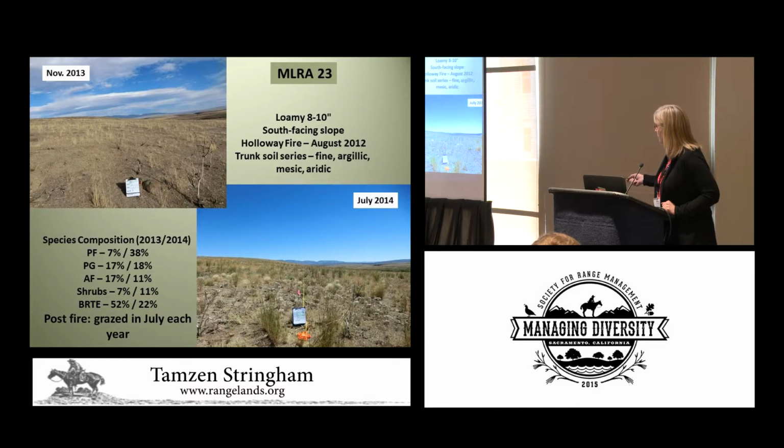Species composition in 2013, perennial forbs was 7%, perennial grasses 17%, annual forbs 17%, shrubs 7%, and Bromus tectorum was 52%. The rancher went ahead and grazed it in July after the fire. So it was a year after the fire, he didn't rest it. Look at what happened with the Bromus tectorum. That was a gutsy move on his part.